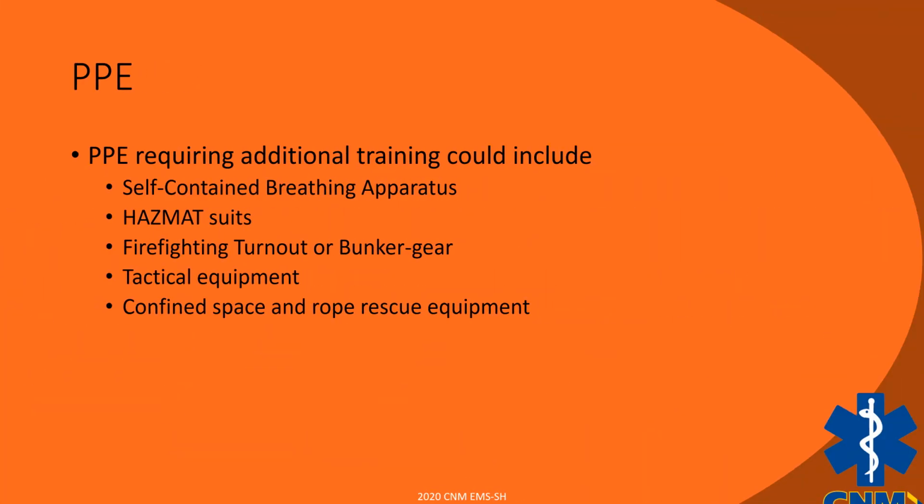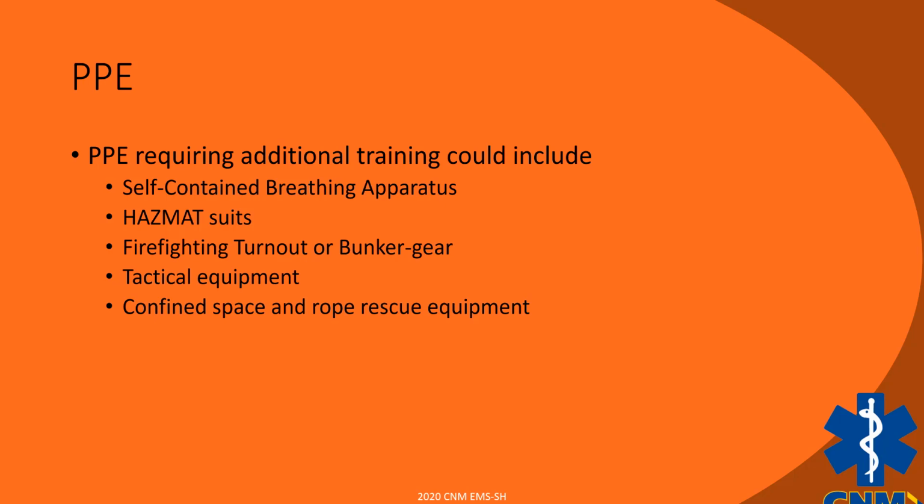There are other types of PPE, though. These are the types of PPE that generally would require a little bit more training to use. So we have to call not just for the PPE, but for the folks that are trained to use it. As mentioned, the SCBA, or self-contained breathing apparatus, that's what someone might use in a hazmat suit. It's also what would be worn by a firefighter going into a fire in their turnout or bunker gear.